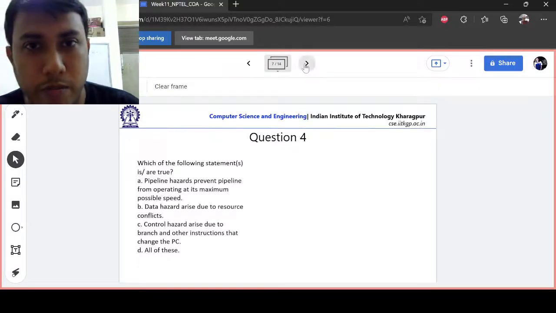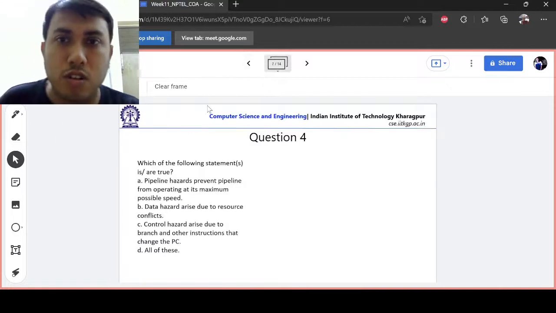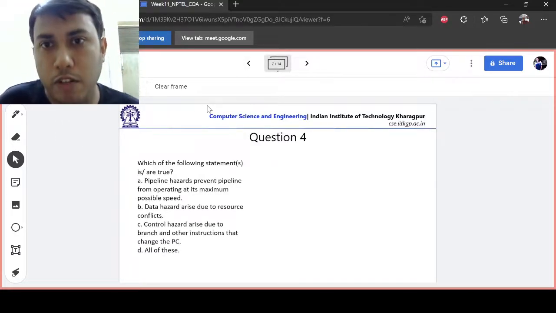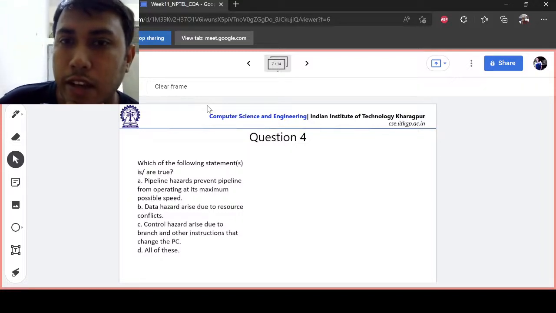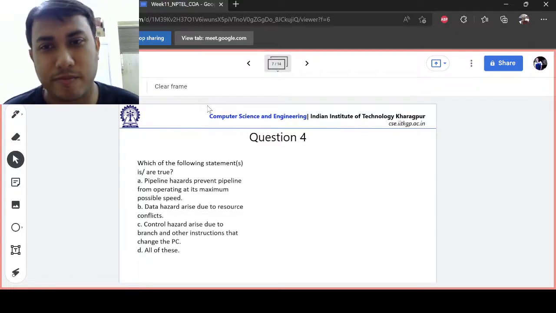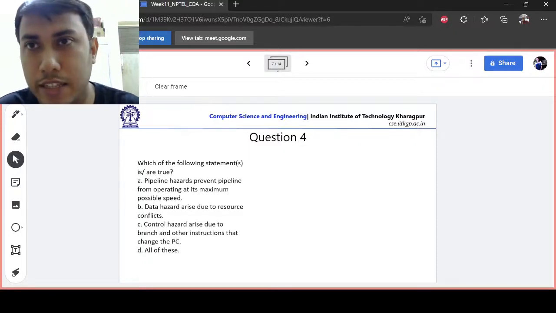Sorry, that was question number 5. So question 4 is, which of the following statements is or are true? Option A, pipeline hazards prevent the pipeline from operating at maximum possible speed. Option B, data hazard arises due to resource conflicts. Option C, control hazard arises due to branch and other instructions that change the PC. PC in this case is program counter.